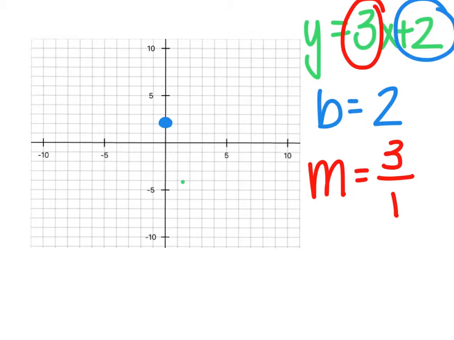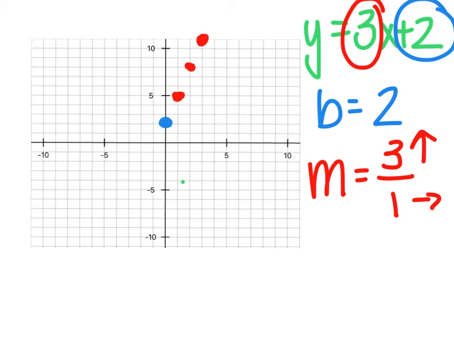And since my slope is 3 over 1, the 3 is positive, that tells me to go up. The 1 is positive, that tells me to go right. So from this point that's already here, I'm going to go up 1, 2, 3, and over 1. And I'm going to put a point there. And I'm going to count that same distance again, up 3, and over 1, and put another point there. And I'm going to do it another time, up 3 and over 1, and put another point there.